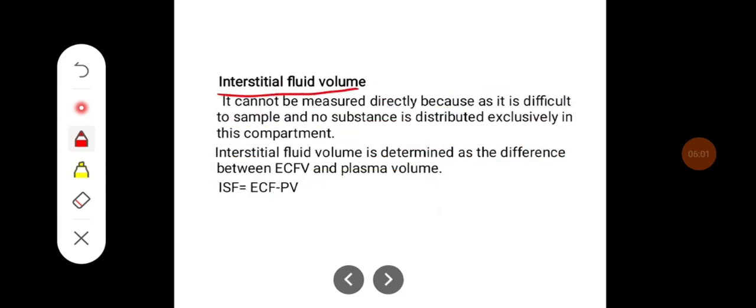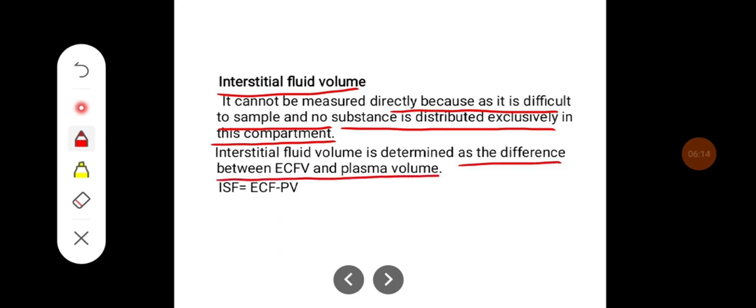Interstitial fluid volume. It cannot be measured directly because it is difficult to sample and no substance is distributed exclusively in this compartment. The interstitial fluid volume is determined as the difference between the extracellular fluid volume and plasma volume.